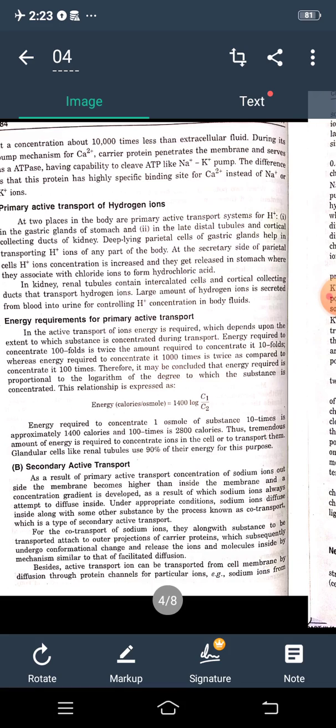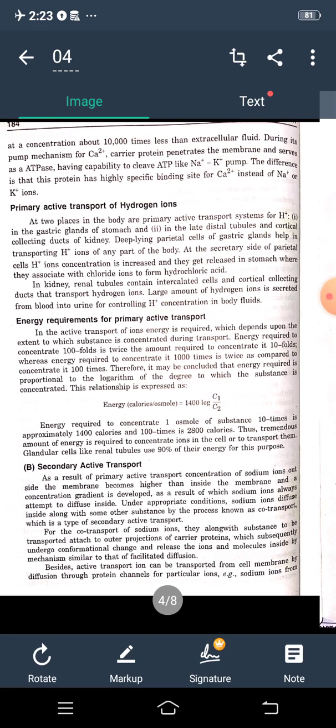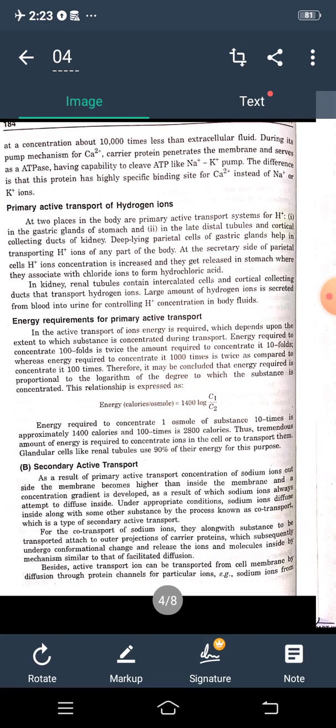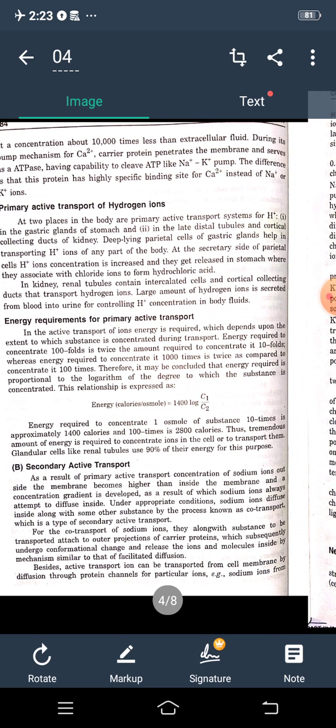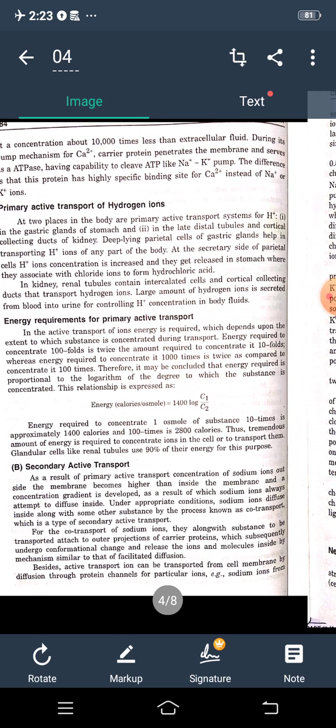Now, energy requirement for primary active transport. In active transport of ions, energy is required, which depends upon the extent to which the substance is concentrated during transport.